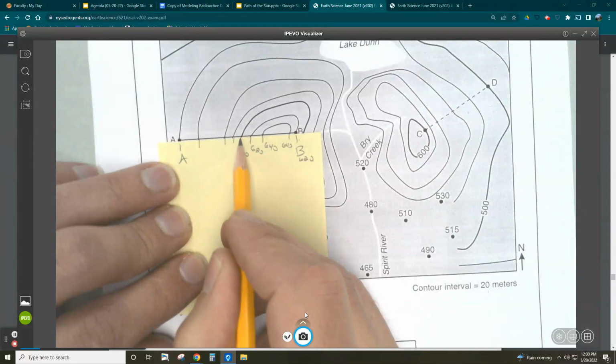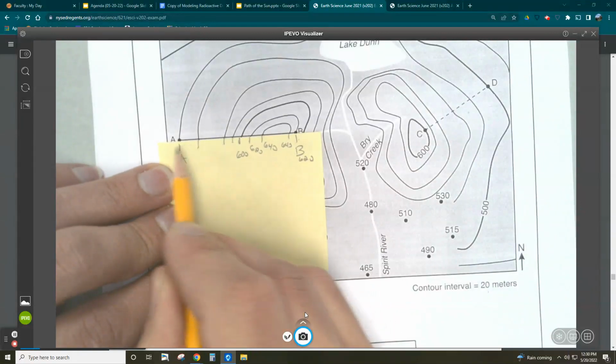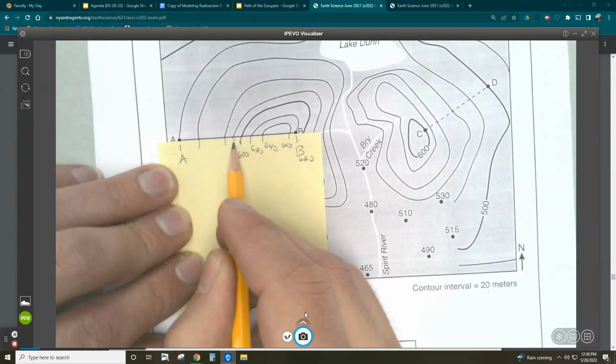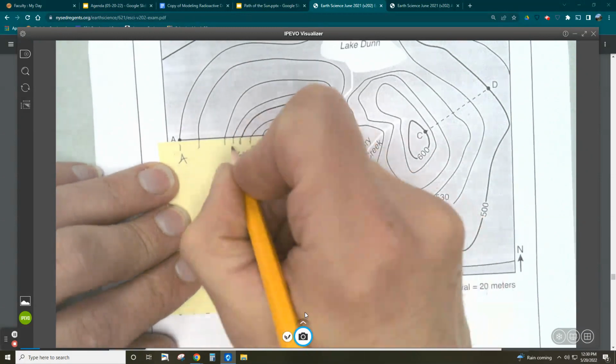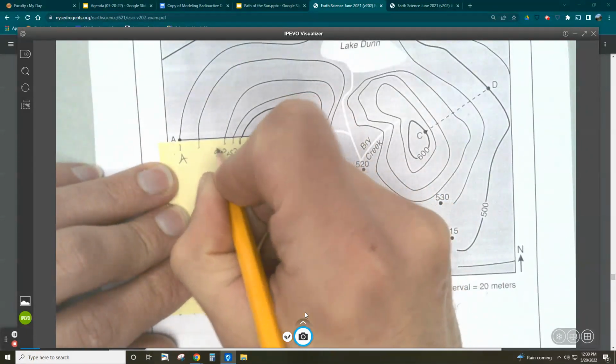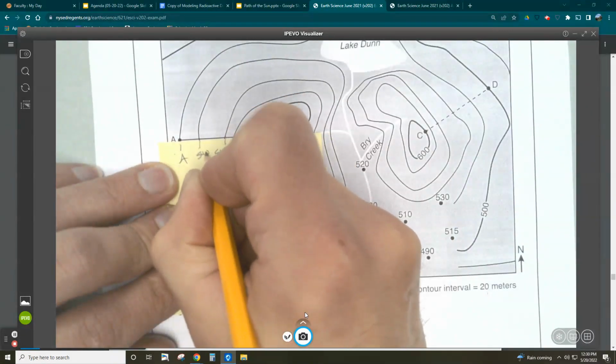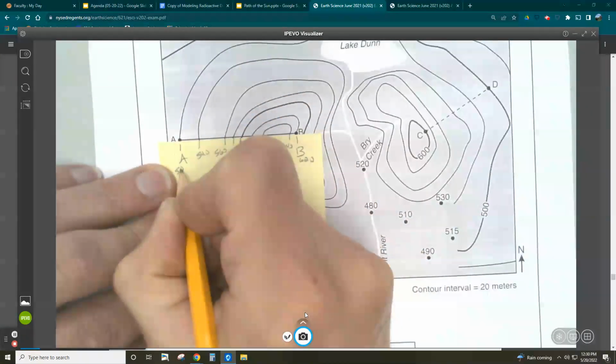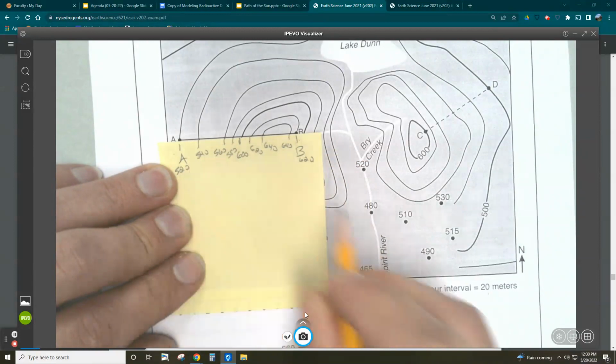Now from here, I'm actually going downhill, going back down to A here. And so this one right here is going to be 580, so I'll write that on there. This one's going to be 560. This one's 540. And A is 520. So I just work my way back down the hill there.